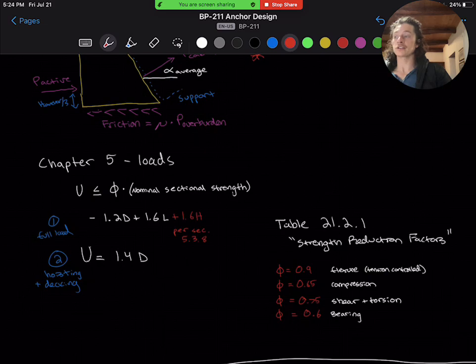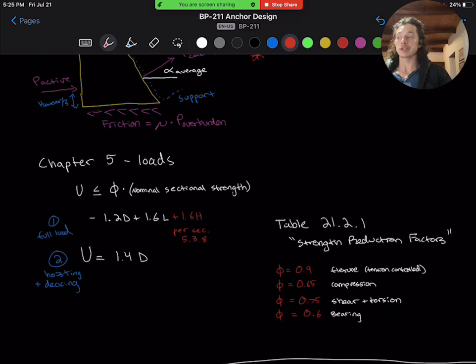Strength reduction factors for our nominal sectional strengths will depend on the failure mode. This is done as a way to control failure. So for example, we design our beams so that the ductile steel will fail first in tension instead of the brittle concrete failing suddenly in compression. And we can read these strength reduction factors from Table 21.2.1 of ACI 318.